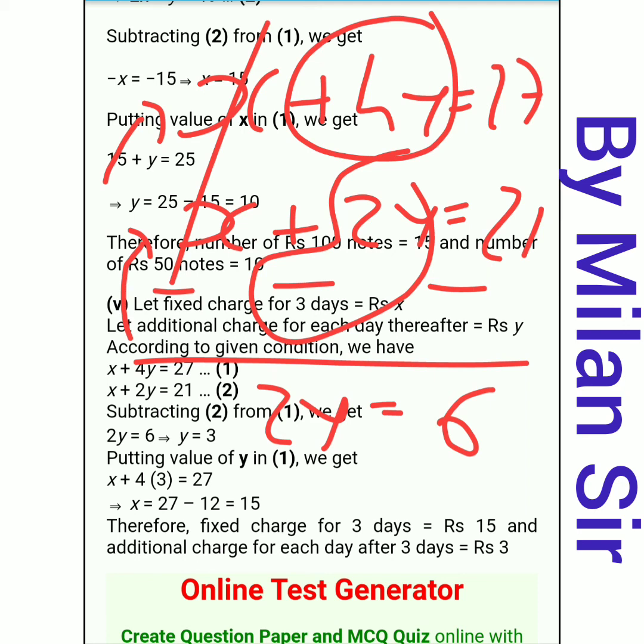Then for finding y, just transfer this 2 to the right hand side, so it goes to the denominator. 6 by 2 is 3, so y is equal to 3. Now what we need to do is put this value either in equation number 1 or in equation number 2. I am going with equation number 2.